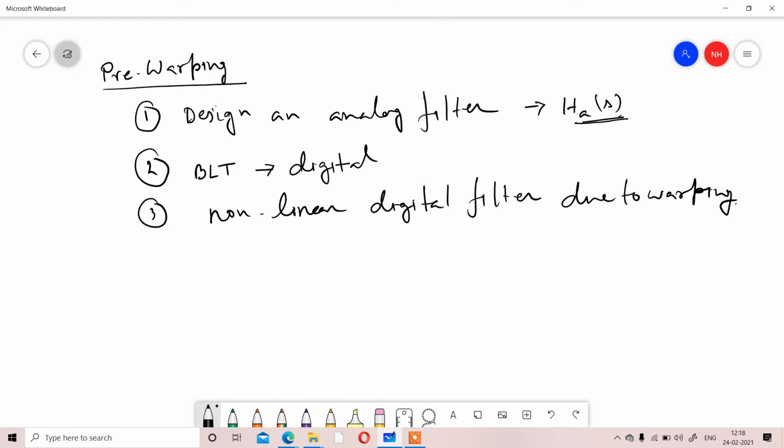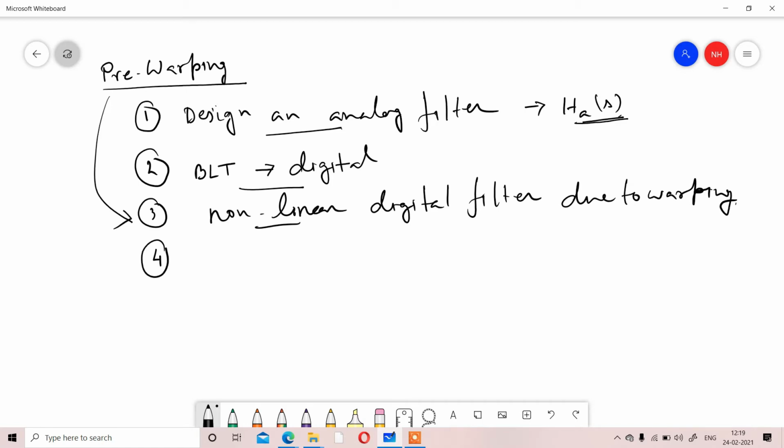Okay, so first we have designed the analog filter. We have used the bilinear transformation method to convert the analog filter into digital, and then we have seen that the filter has a warping effect. So the digital filter you are getting is not linear. Now from here your pre-warping process will start.